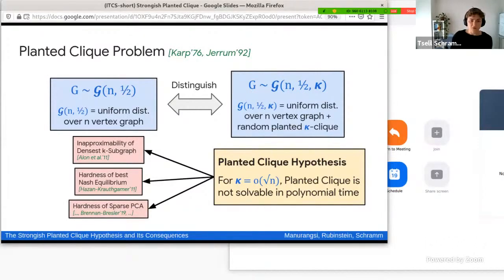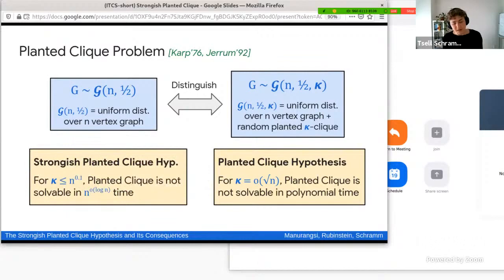The main contribution of our work is to introduce something that we call the Strongish planted clique hypothesis. This is a stronger version of the planted clique hypothesis, which states that as long as the size of the planted clique, k, is less than n^0.1, or you can replace it by any fixed constant less than half, the planted clique problem is not solvable in n^{o(log n)} time. We call it the Strongish planted clique hypothesis in homage to the strong exponential time hypothesis, except here we don't require that the constant in front of the log n is fixed to 2. So it's kind of like an exponential time hypothesis for SAT, but for planted clique.